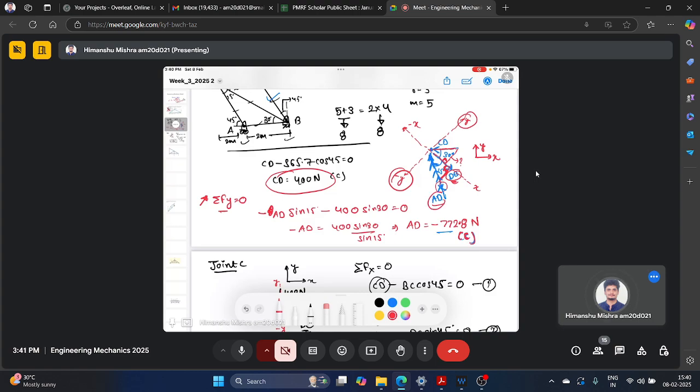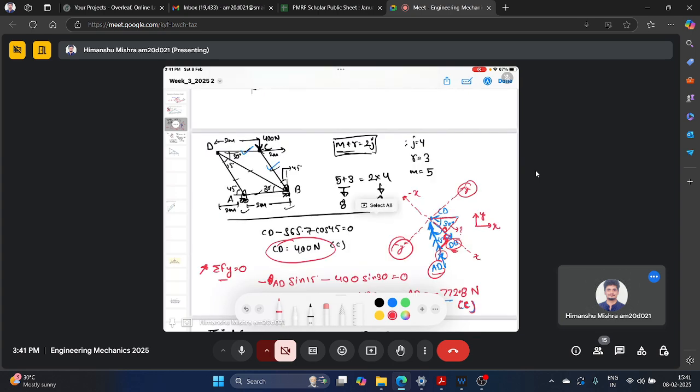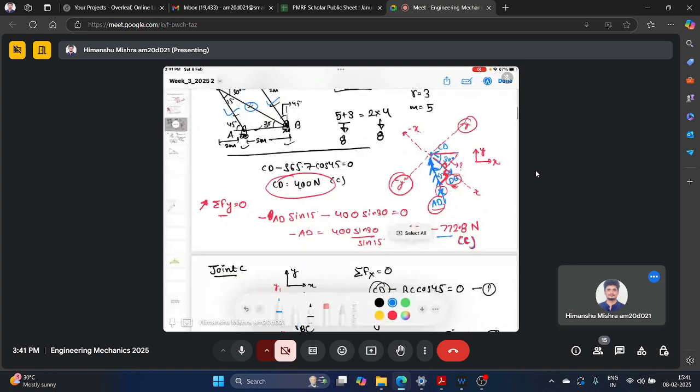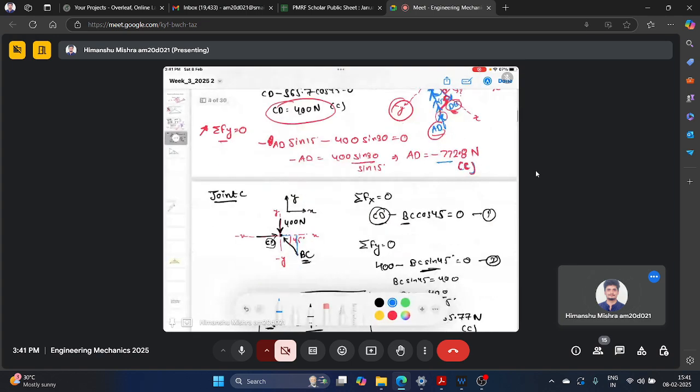Right? So we now got the force in the member AD as well. So now we need to calculate the force in the member DB. So let me write here.